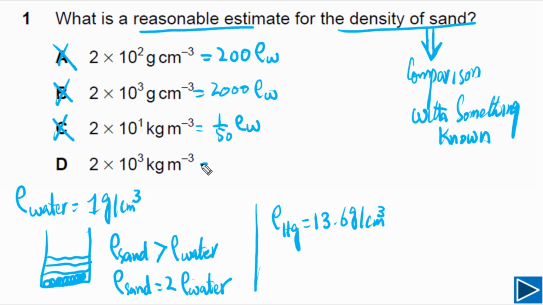If you look at the last option, this is telling us the density of sand is about 2 times the density of water, so this is a reasonable estimate, so this is our answer.